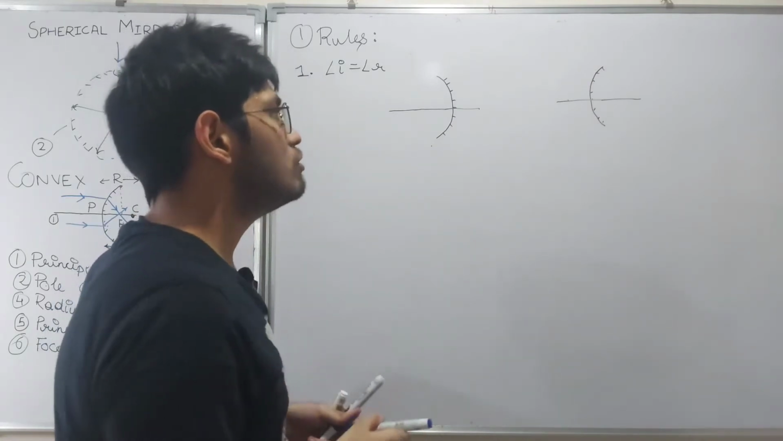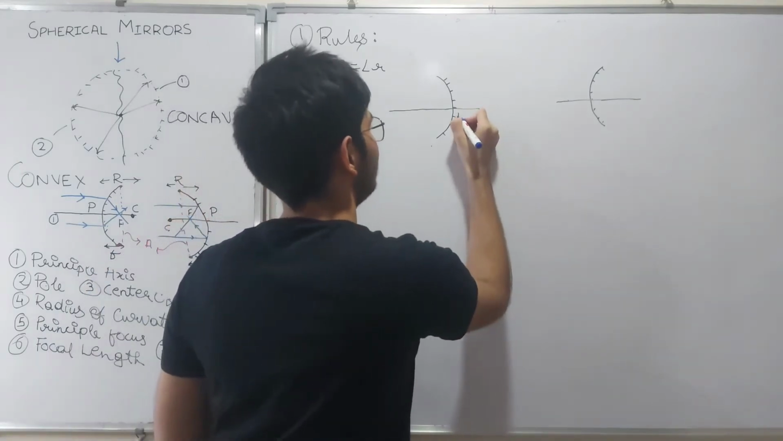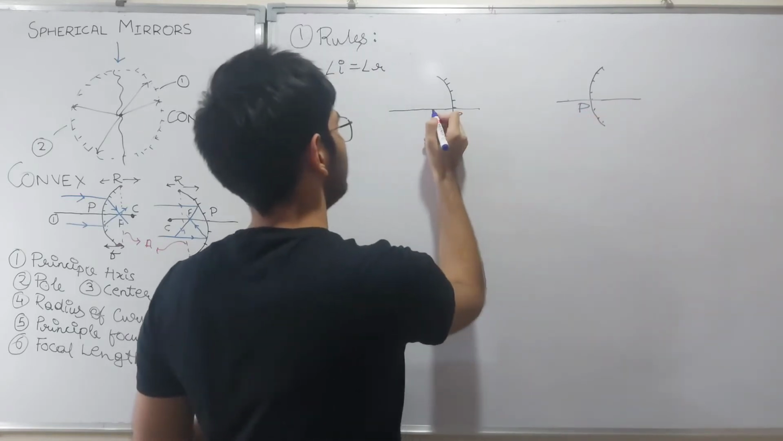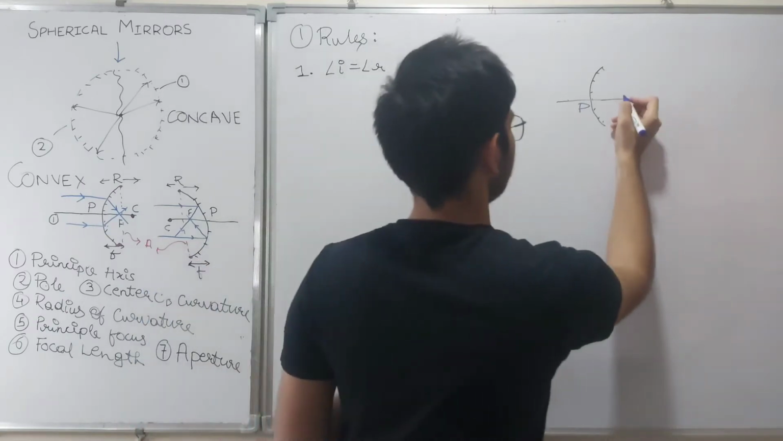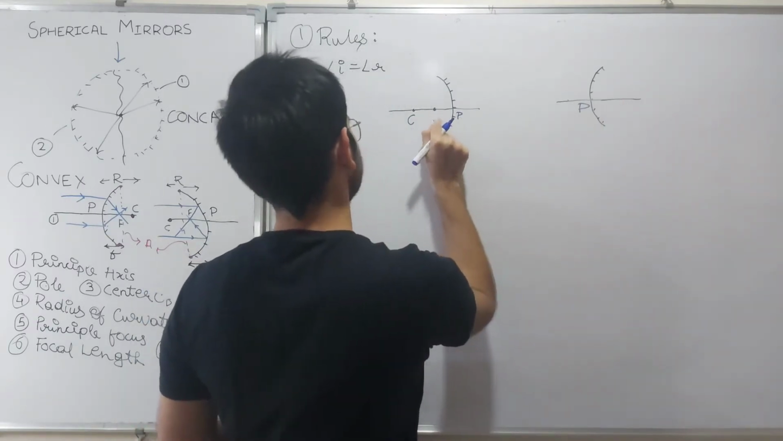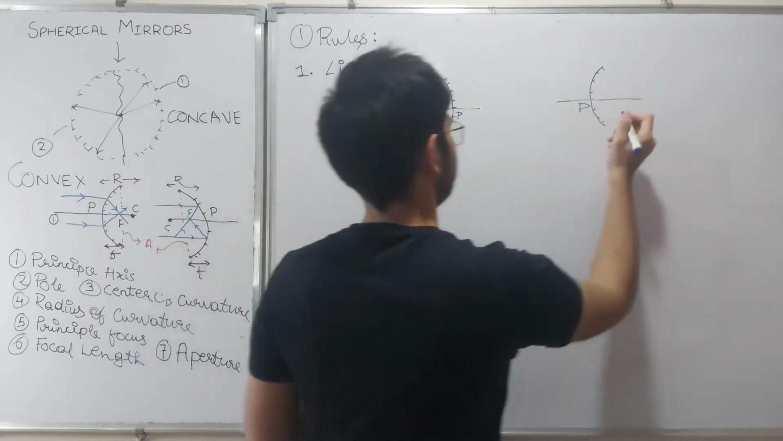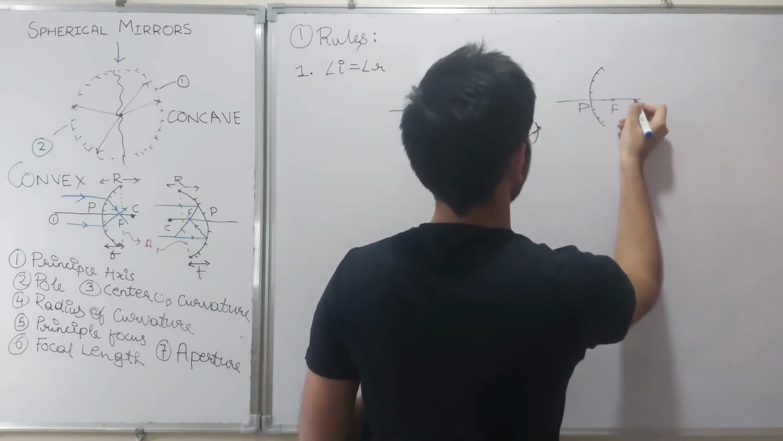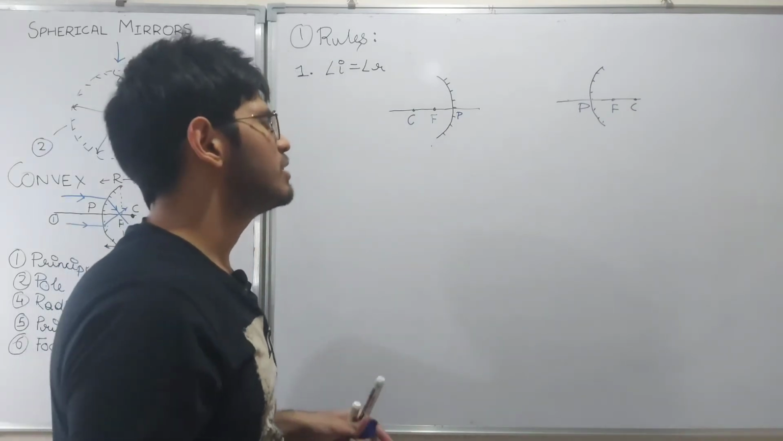We are going to mark the pole. This is the pole. In this case also, this is the pole. Then we will mark the focus and the center of curvature. In this case also, we will mark what? This will be capital F, because small f I will represent the focal length. So this is capital F. In this case also, we will mark the focus and the center of curvature, something like this.